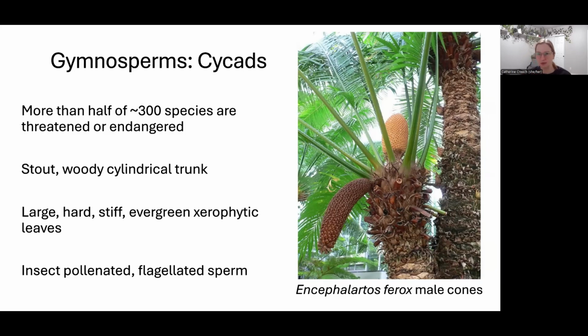They're usually stout, they're woody, they have cylindrical trunks. They morphologically kind of look like palm trees, except they are not producing fruit, so they are not a palm tree. Palm trees are angiosperms. They have those large, stiff, evergreen leaves that we talked about, and they can be insect pollinated, and their sperm is still flagellated. So there's a little bit of a remnant of the reliance on water.